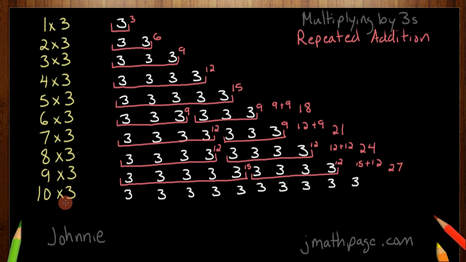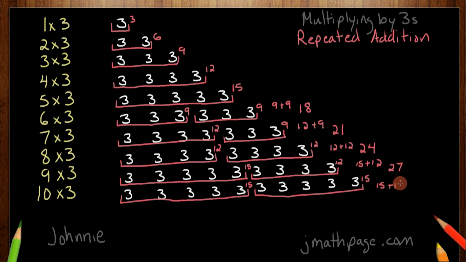10 times 3. I think I'll just break it up even this time. We'll make 5 3's there and 5 3's here. And we know that 5 3's, 1, 2, 3, 4, 5, is 15. So each of these, 1, 2, 3, 4, 5, this one's going to be 15, just like that one. 1, 2, 3, 4, 5. This one's also 15. So I know that 10 times 3 is the same as 15 and 15 more.